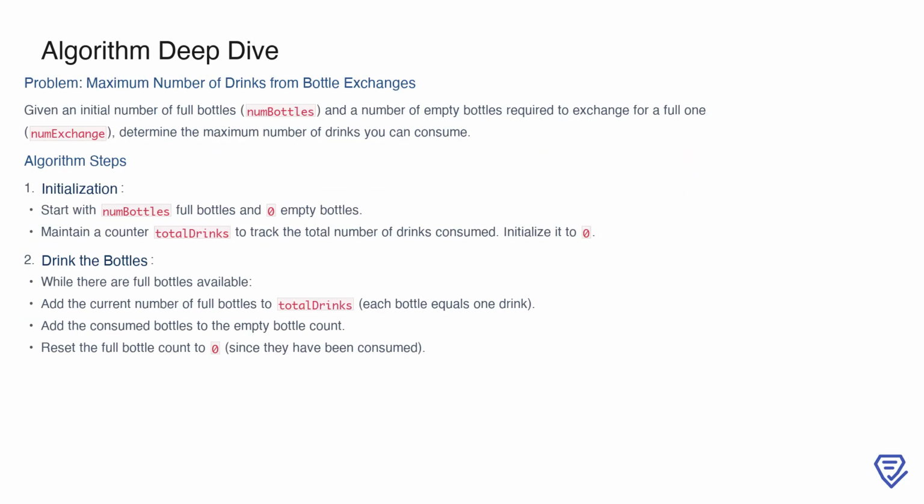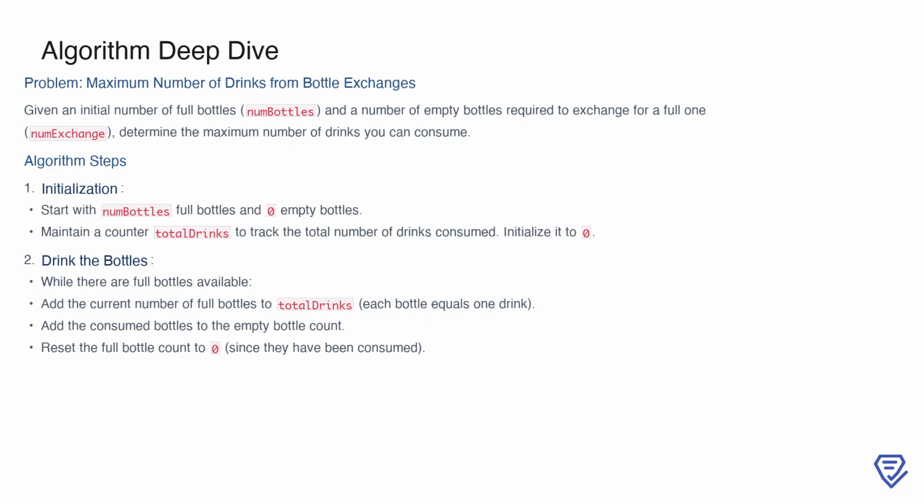To solve this problem, we aim to determine the maximum number of drinks you can consume by drinking and exchanging bottles. We start with an initial number of full bottles, represented by number bottles, and a given number of empty bottles required for an exchange, called number exchange. The approach begins with initialization. We set the number of full bottles to number bottles and start with 0 empty bottles. Additionally, we introduce a counter, total drinks, to keep track of how many bottles we've consumed in total. Initially, this counter is set to 0.